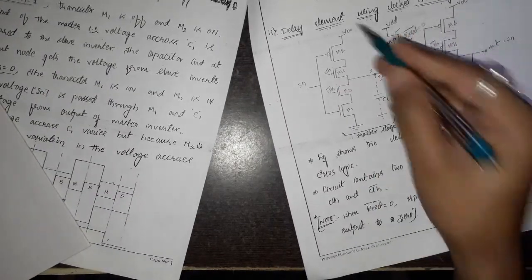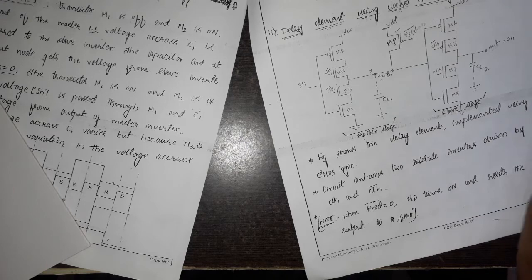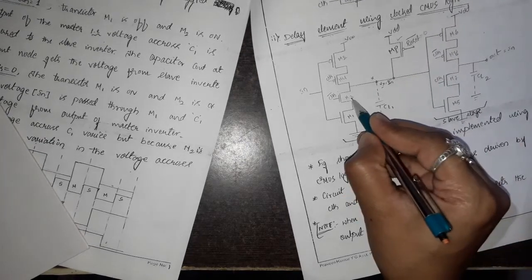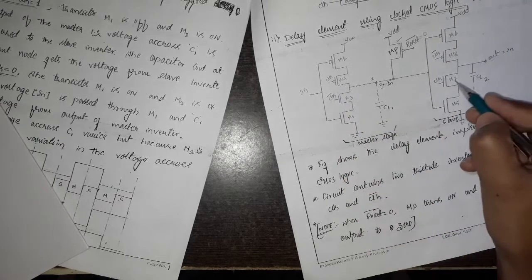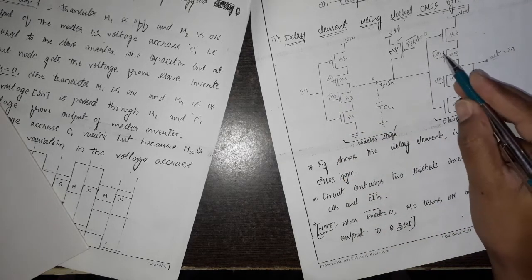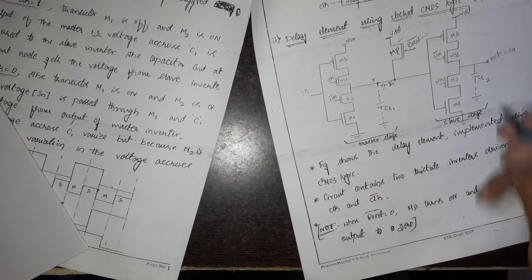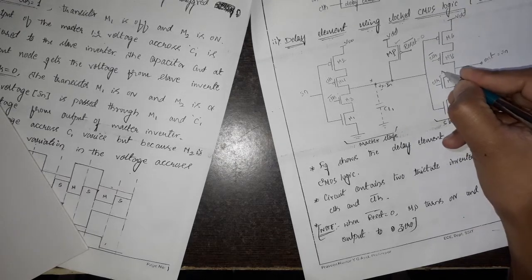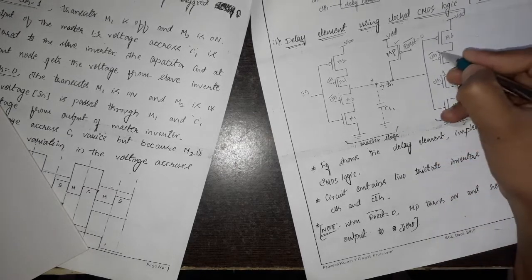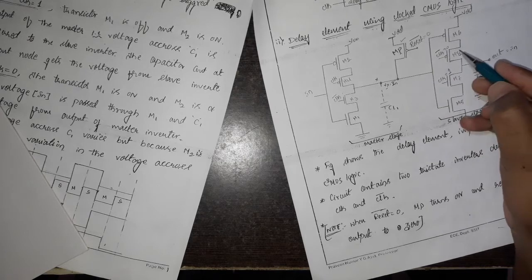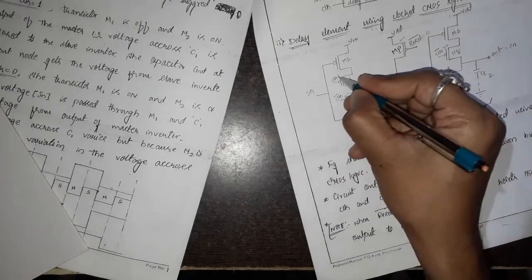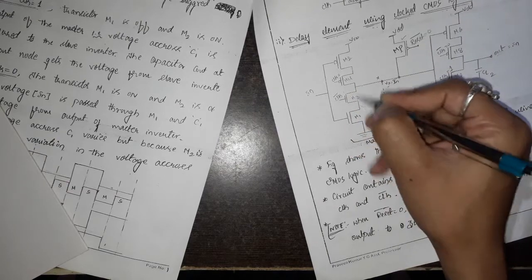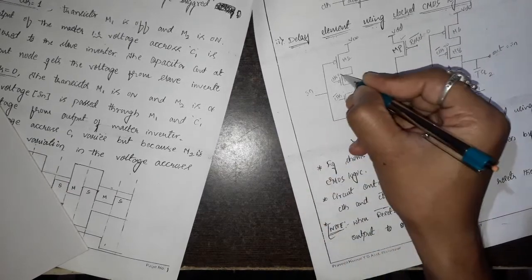This is again a positive edge triggered delay element because M3 and M4 are controlled by clock complement and clock here. In the same way, M7 and M8 are controlled by clock and clock complement. When clock is made 1, M7 and M8 will be in on state. On the other hand, when clock is made 1, the M3 and M4 act as an open circuit.